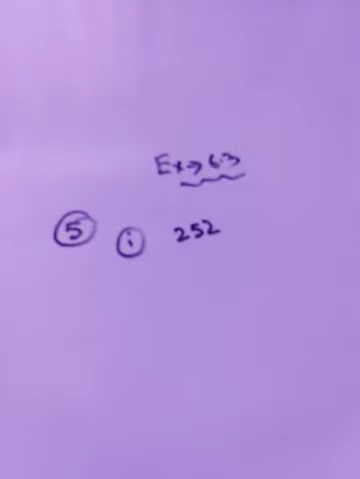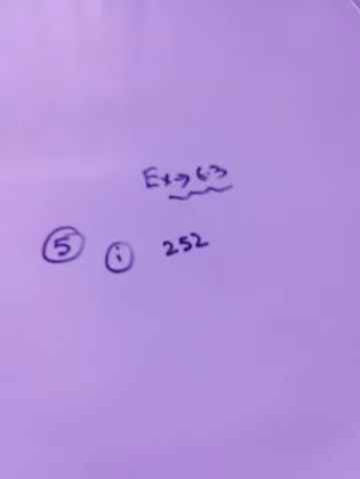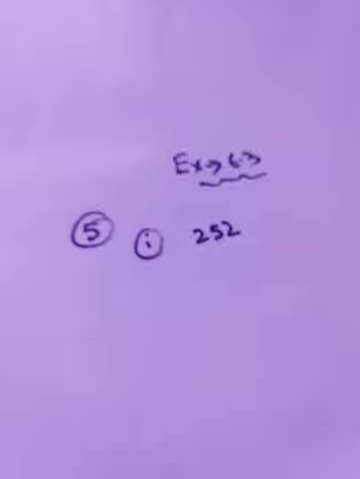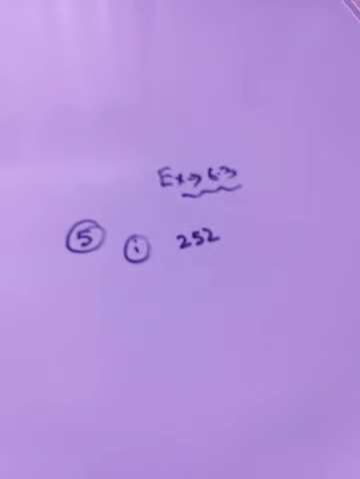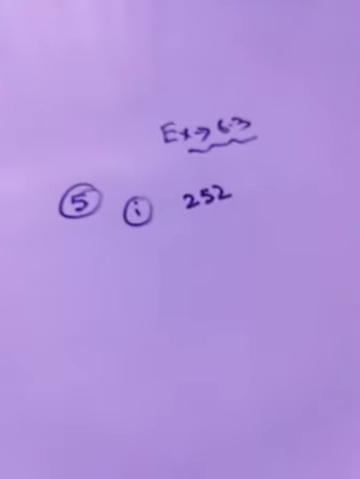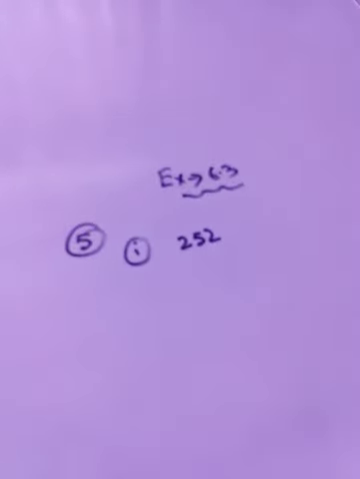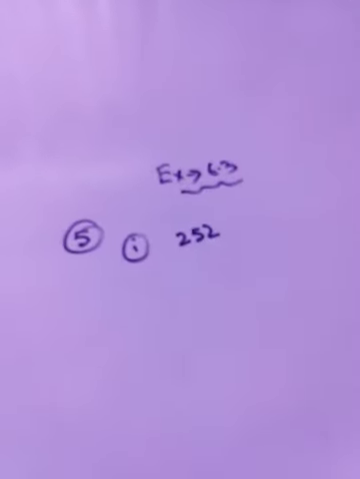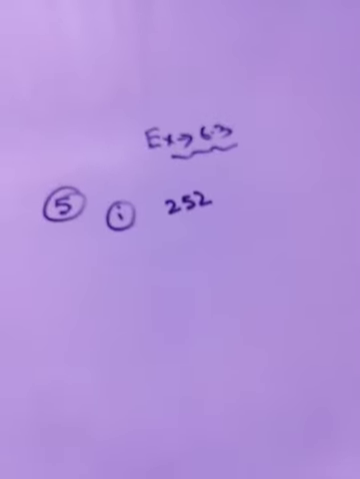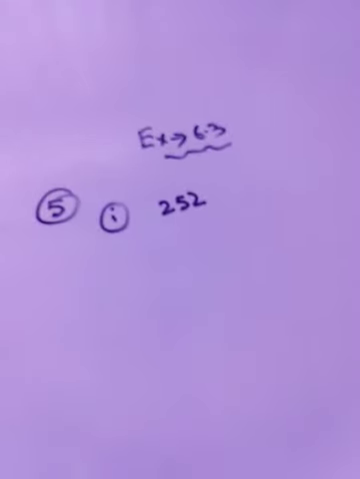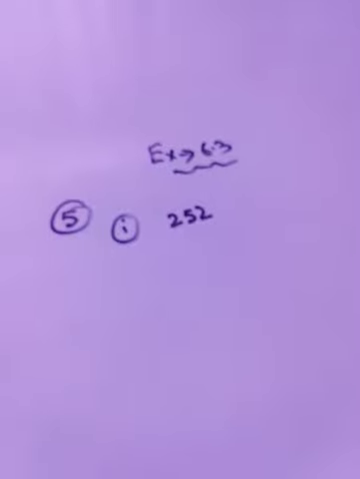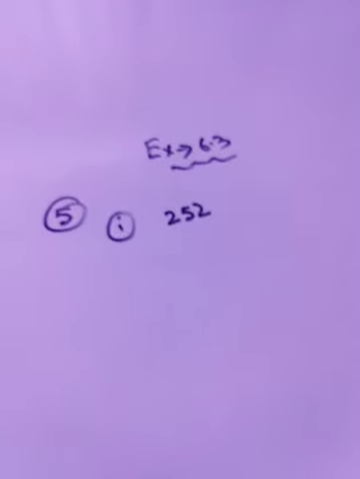Students, today I will explain question number 5 of exercise 6.3. In question number 5 there are six sums. All the numbers which are given are not perfect squares.